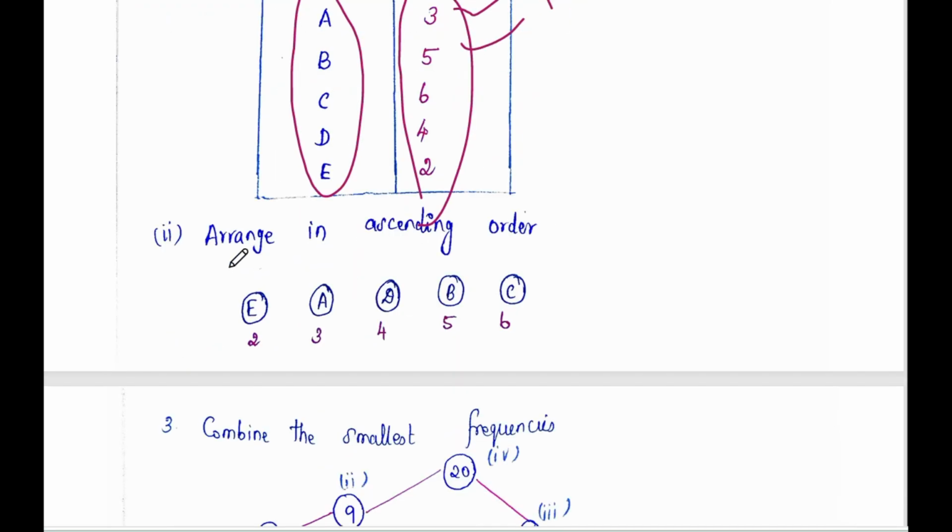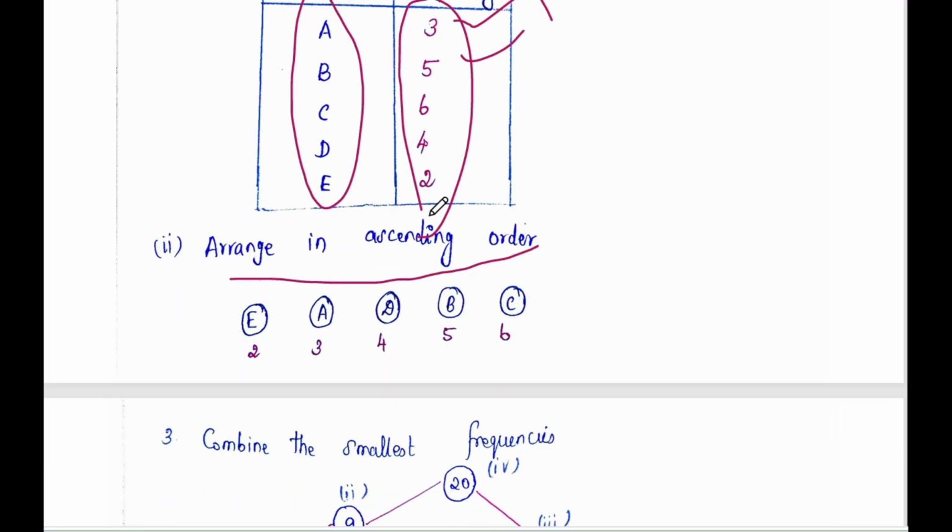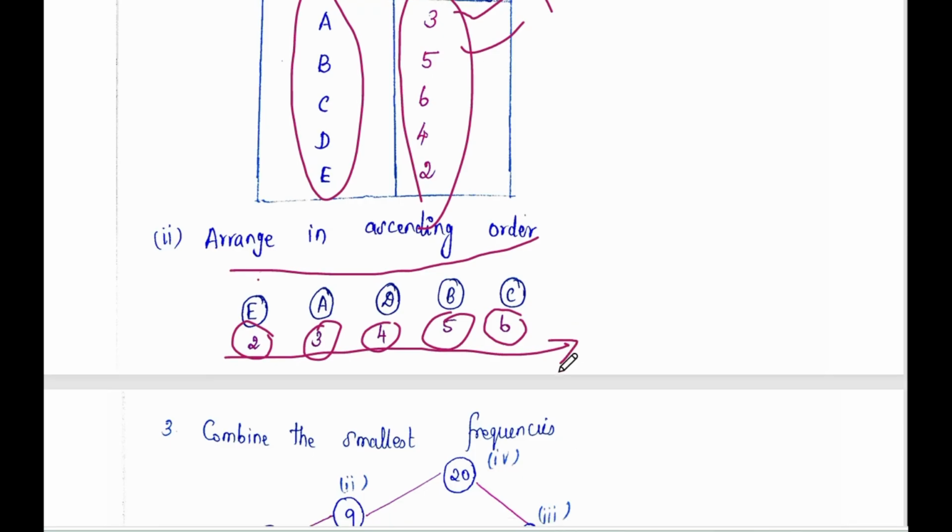Then arrange all the characters based on frequency. The lowest frequency is placed first; 2 is the lowest. These act as the leaf nodes in the Huffman tree. So E appeared 2 times, A appeared 3 times, D 4, B 5, C 6. Arrange them in ascending order based on the frequency value.